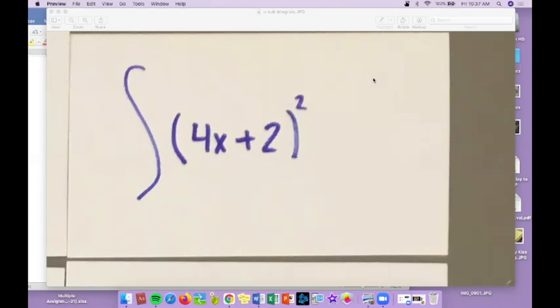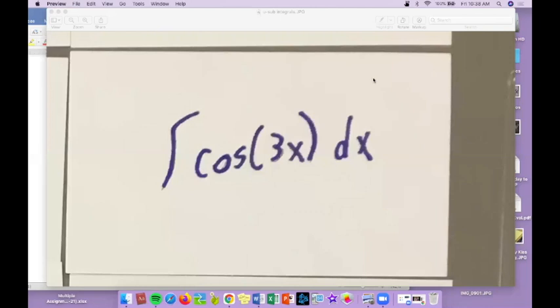We're doing a power rule. The argument of that something to the squared is 4x plus 2. We need a 4. Therefore, our antiderivative is going to be 1/4 times the quantity 4x plus 2 to the third over 3 plus c.